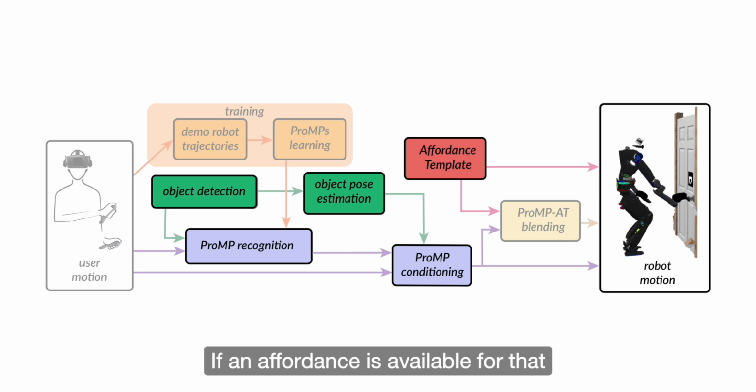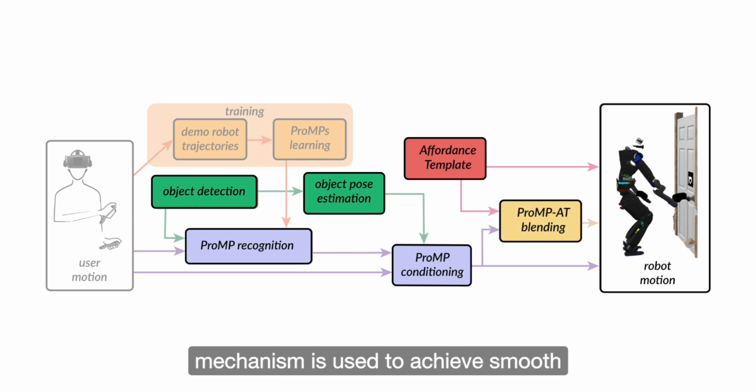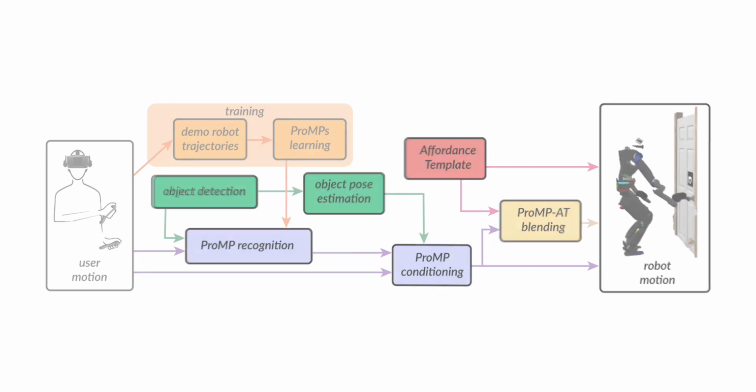If an affordance is available for that object, a blending mechanism is used to achieve smooth transitions between the Pro-MP-generated motions and the affordance templates.